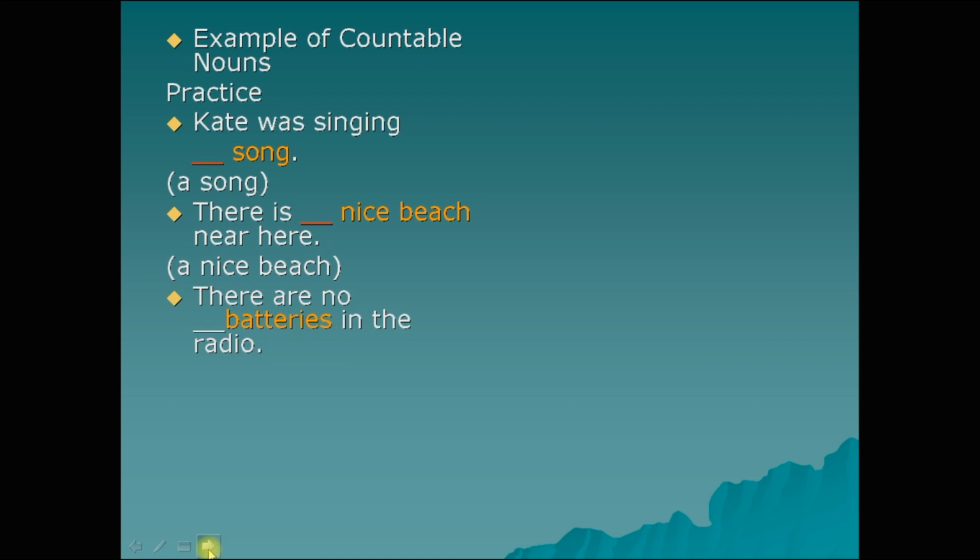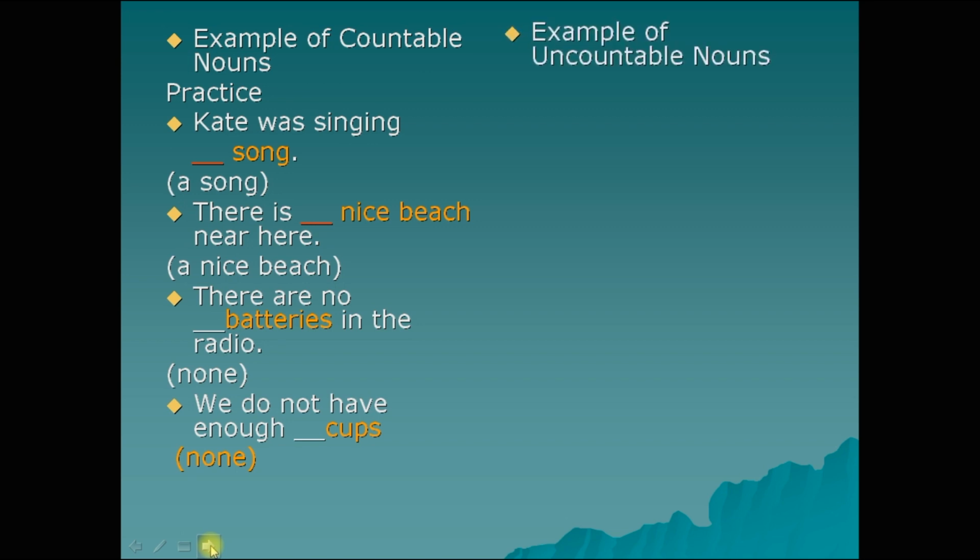So third example, there are no batteries in the radio. What is the answer? None. Correct. No article. Because batteries is plural. Batteries are plural, not singular. Marami siya. Pagka plural ang noun, hindi po natin lalagyan ng article. A or an. We do not have enough cups. What is the answer? None. So we cannot put a or an because cups is plural. Cups are plural.